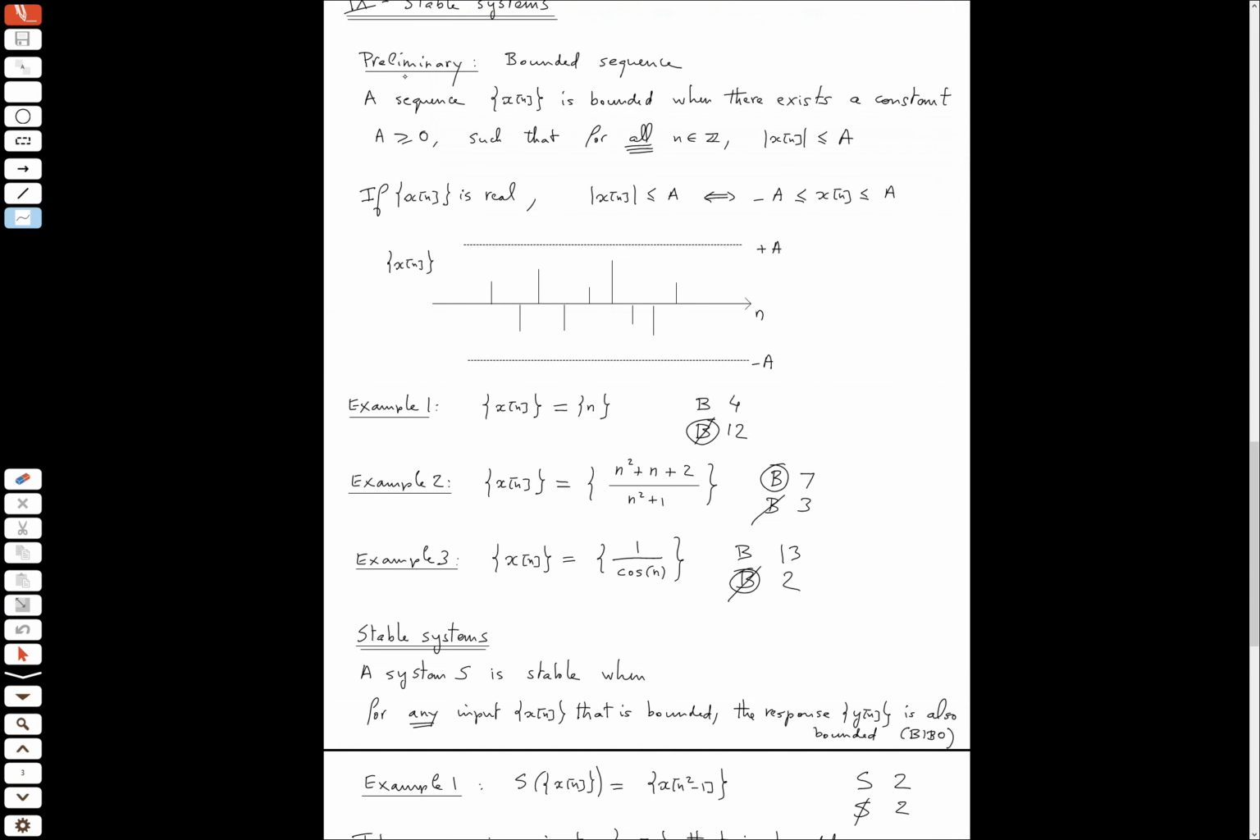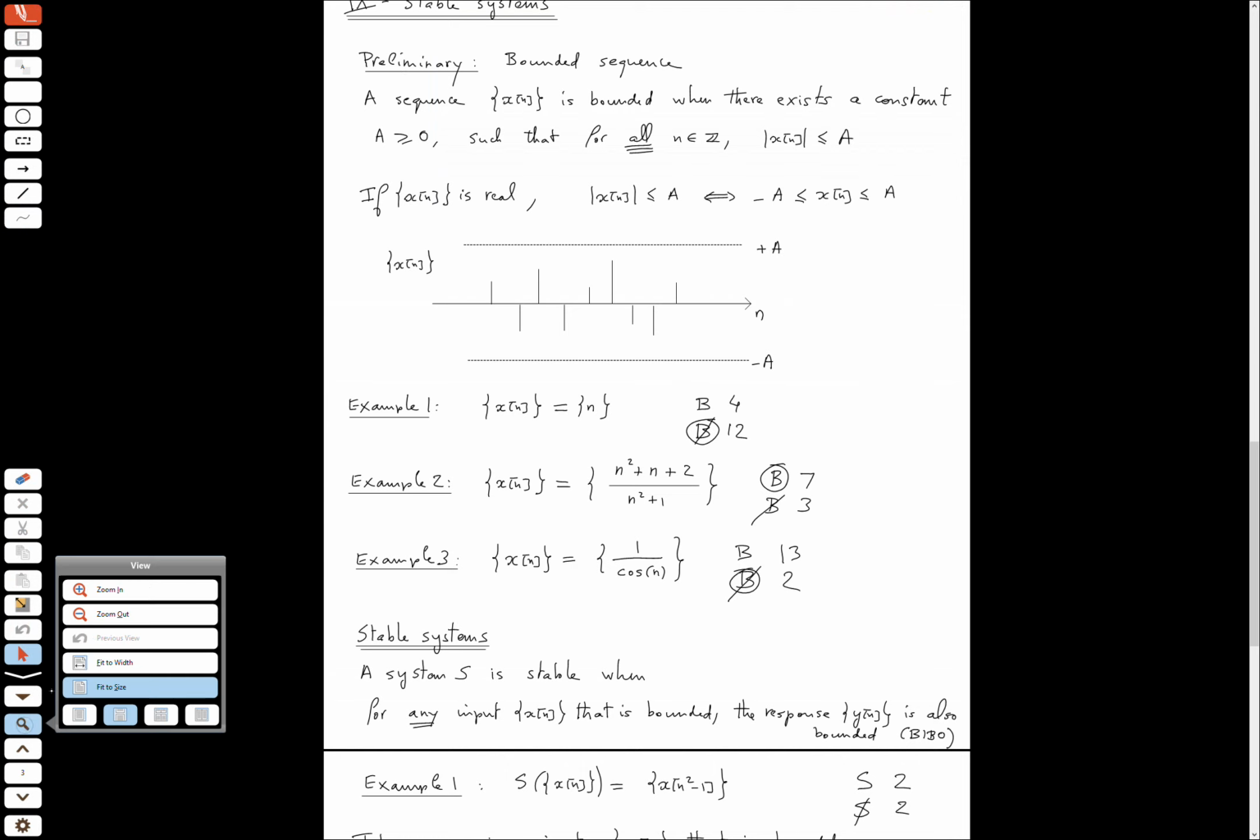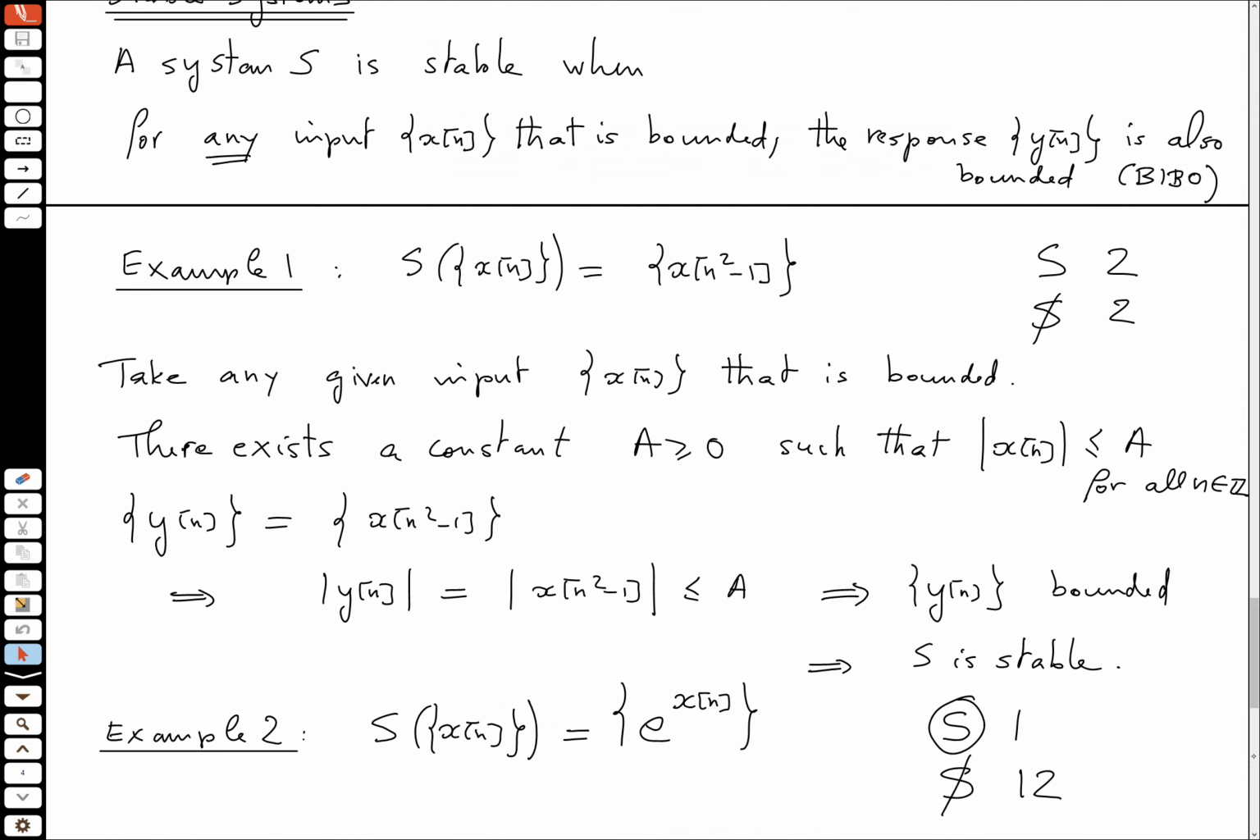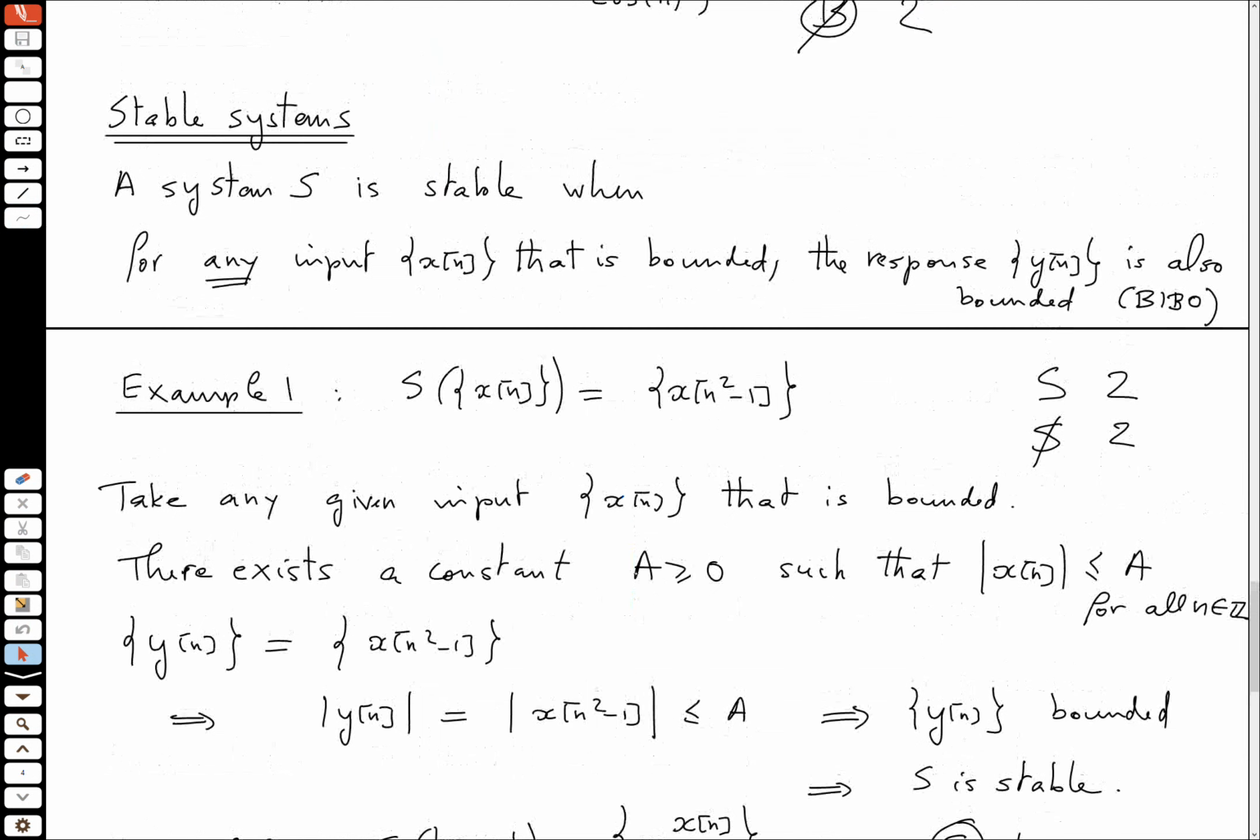Okay, let's review quickly what we did at the end of the previous class. I introduced the notion of stability. As a quick review, a system is stable when for any input that is bounded, the output is bounded. That's stability, and you have to prove it for all inputs. For all inputs that are bounded, you have to prove that the output is also bounded.